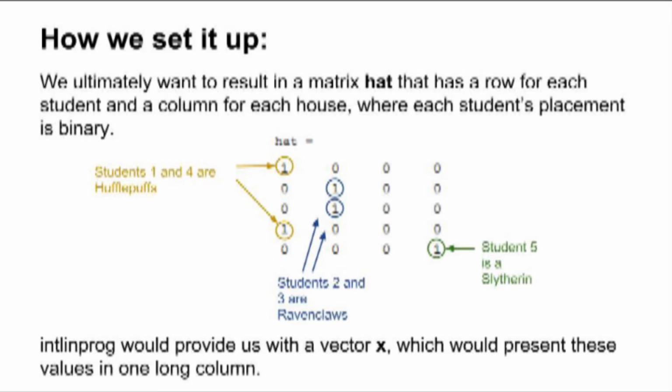intlinprog has an output vector x, which gives us this information in a long column vector which is made up of 4 values for every student. If you took every row of H-hat and turned it into a column and appended all the columns together, that's what x would look like.